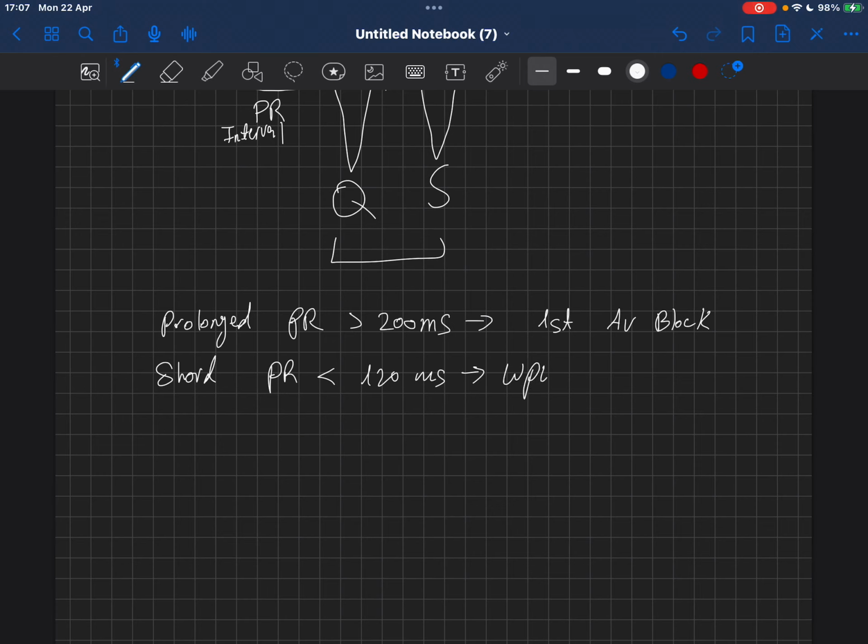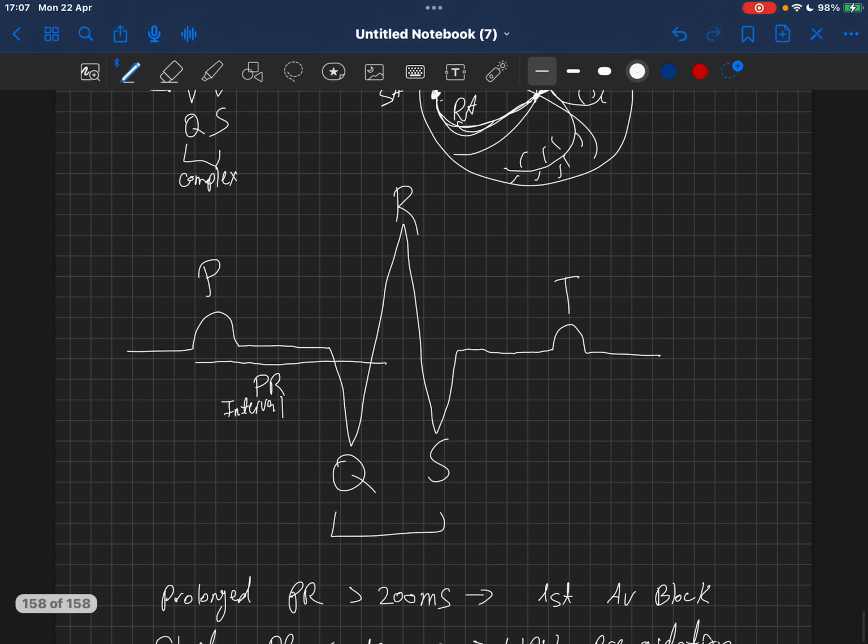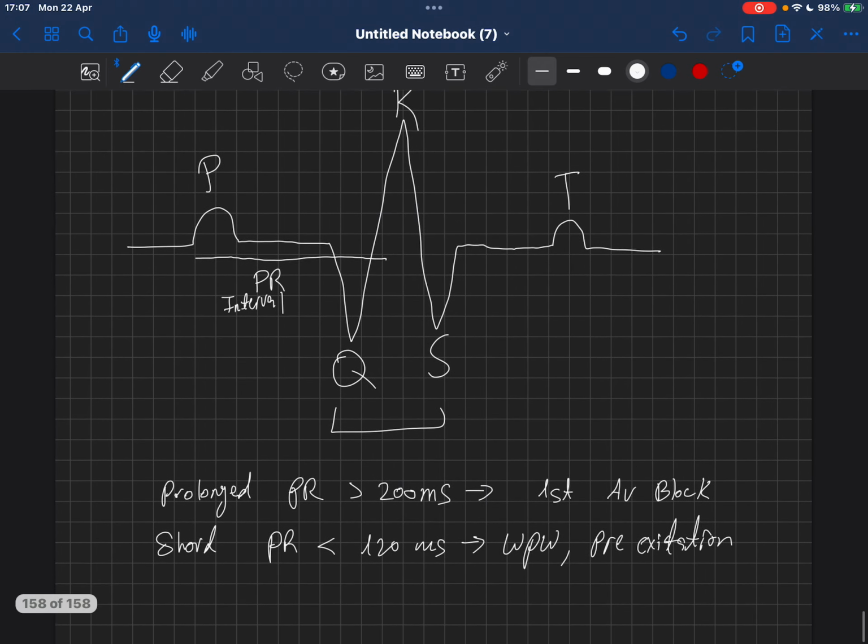And shortened PR can be in Wolff-Parkinson-White syndrome, a pre-excitation syndrome. Wolff-Parkinson-White syndrome is when there is also arrhythmia with this. Okay, so the PR interval is quite important.